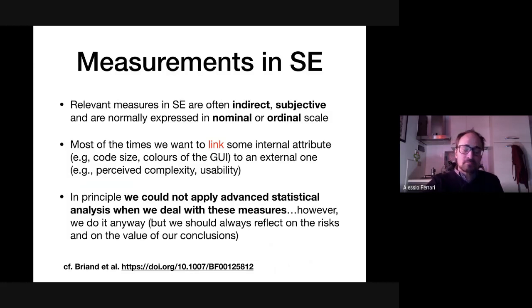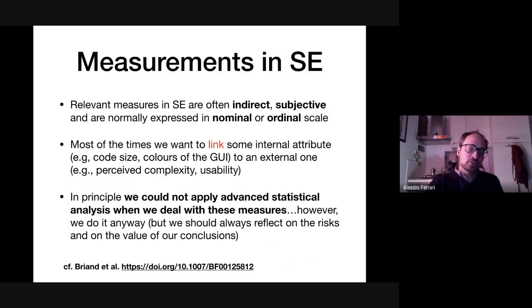But we do it anyway. Okay, this is sometimes a violation of some statistical assumptions, but some little information is better than nothing, and we should always be aware of the validity of our conclusions. We will go through the issue of validity; we encounter this issue very frequently in this course.